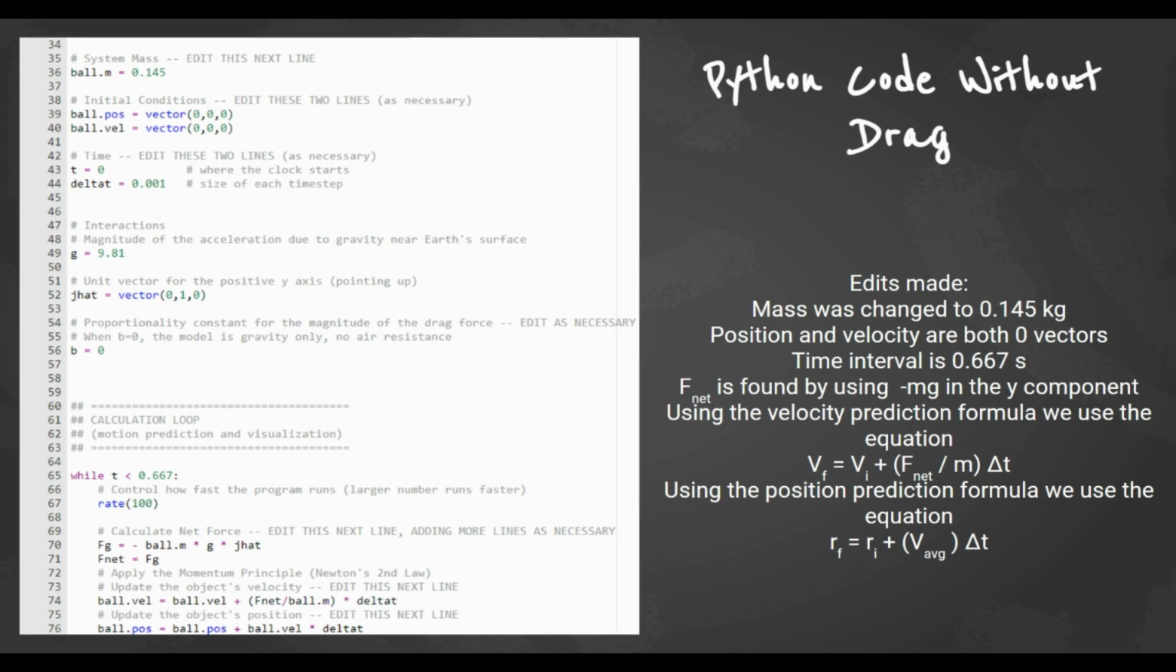And then here's our Python code without drag. I just took the standard code, and here are the edits I made. I changed the mass from whatever was given to 0.145 kilograms, which was the mass of the ball. The position and velocity vectors are both the zero vector because I'm defining the moment I drop it as the zero position, and when it starts to fall, it's starting from zero.